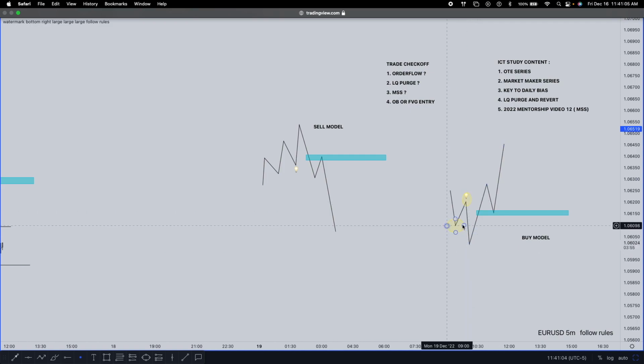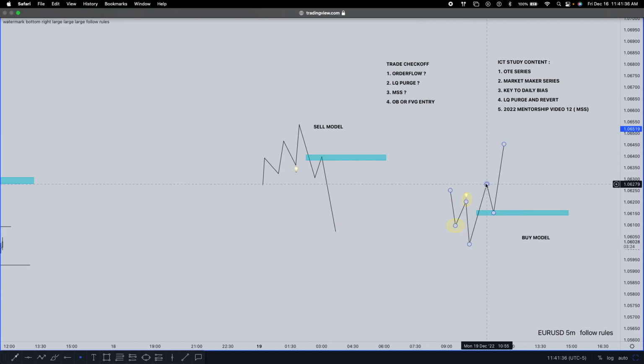Price goes down, takes out sell side liquidity, rebalances itself, takes this out: market structure shift. We're already anticipating this. Keep in mind, guys, I know this sounds very hindsight, but when I'm trading market structure shift in my model, I'm already anticipating for price to run this short-term high. Once this short-term high is taken out, it's going to cause a market structure shift. What do we do after market structure shift? We wait for an OB or a fair value gap entry to present itself.